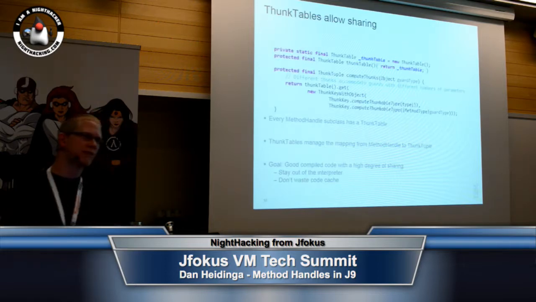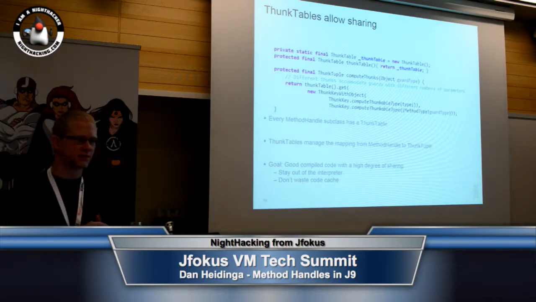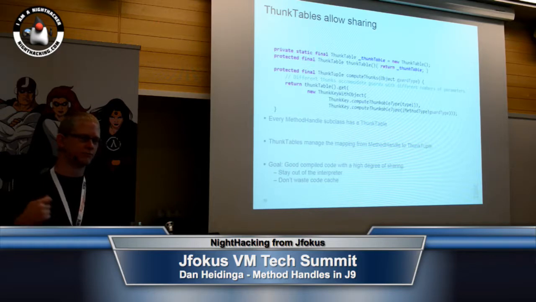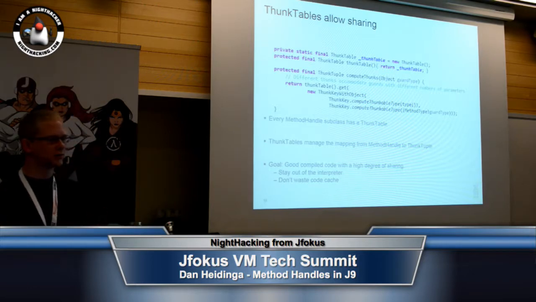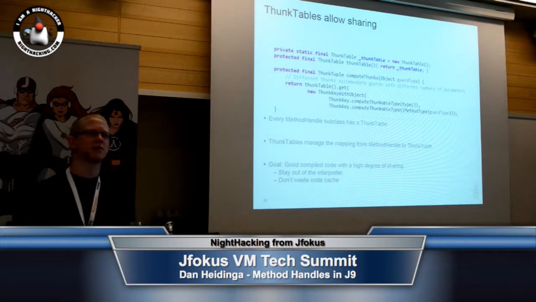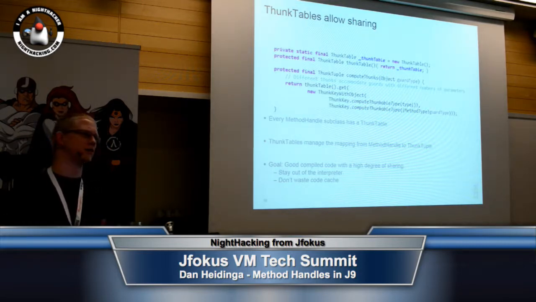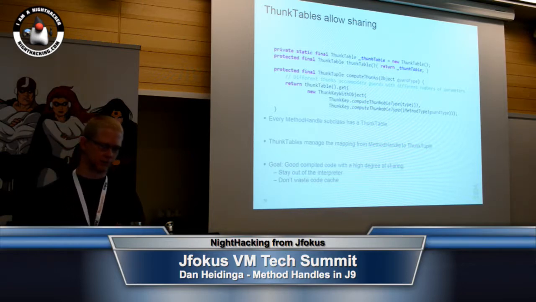Well, each of our method handle subclasses has a thunk table. This is a table that maps from some set of shareability criteria to the actual underlying thunk tuple. So for example, for guard with test, what we care about is the upcast signature. And when I say upcast signature, I mean we don't care if you wanted, say, String. We're going to upcast all of those to objects. So the only things we care about are objects and primitives where we've upcasted anything smaller than int to int, because they all have the same compiled code.